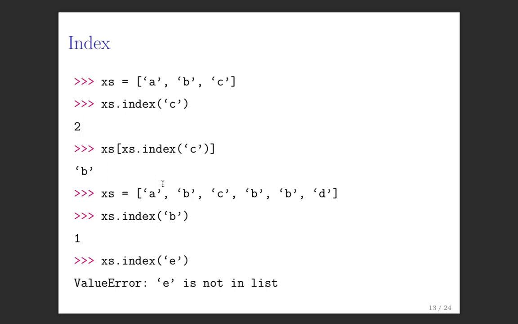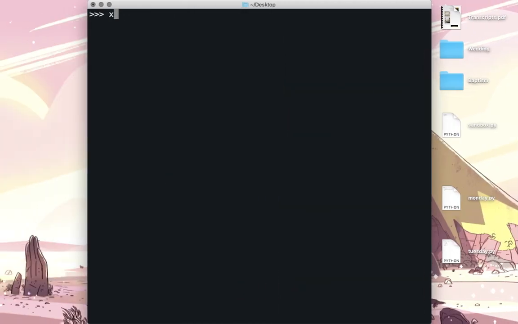But before you index, you can always check first. Okay, I'll show you in Python then. So here's x's, 1, 2, 3, 4, 5, 7. Right, so I can get the index of 7.